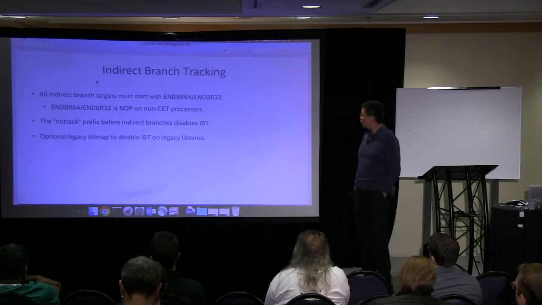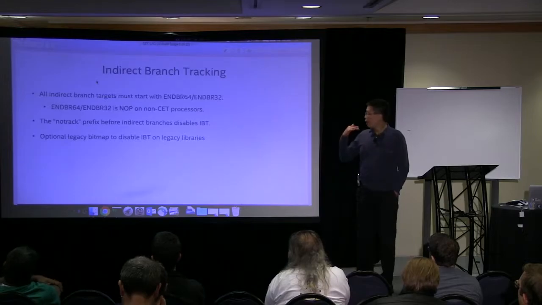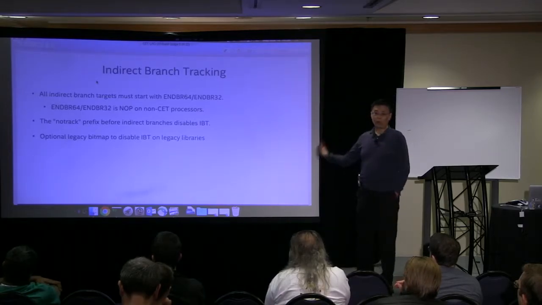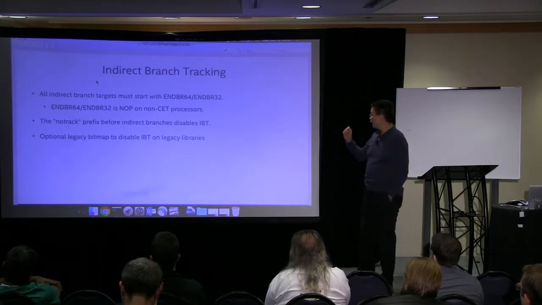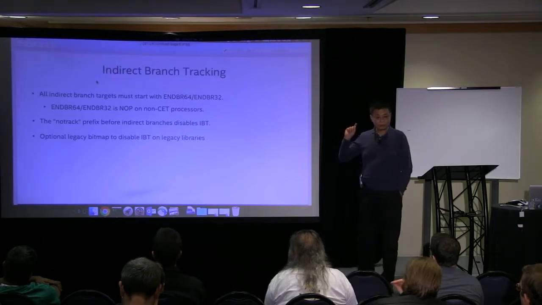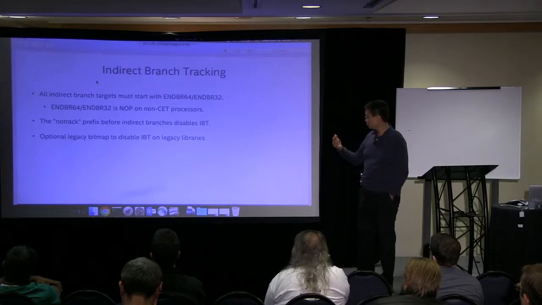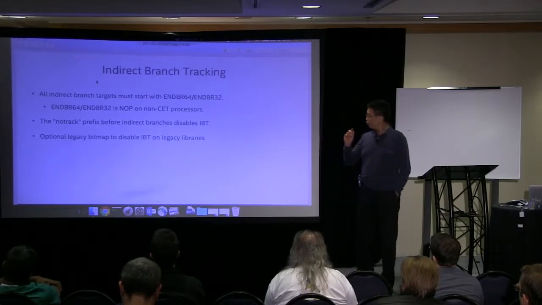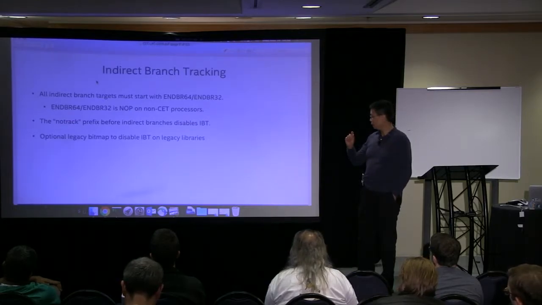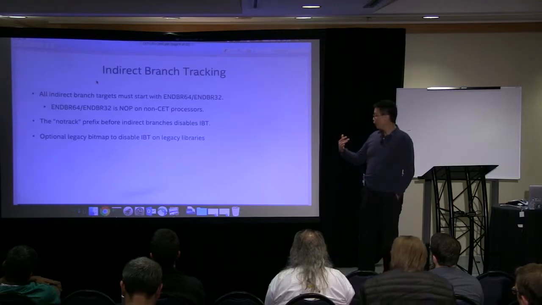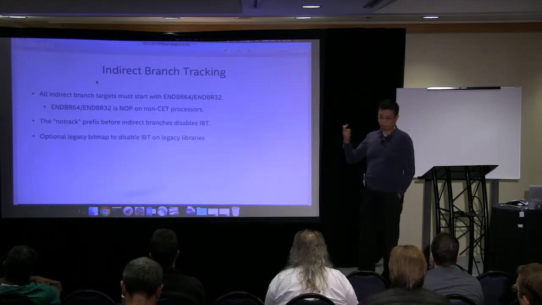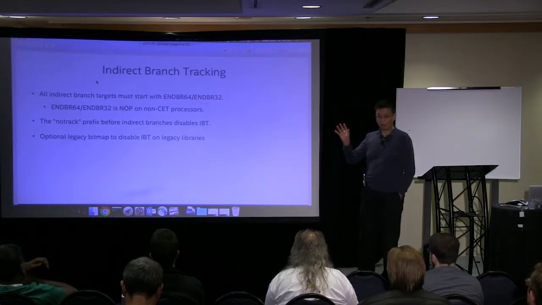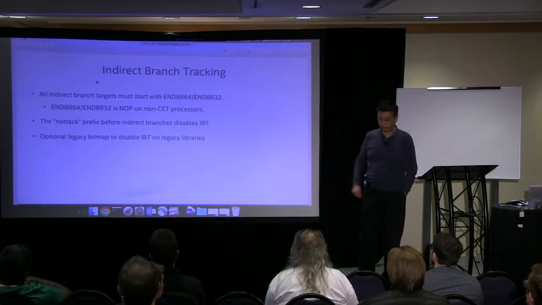Let's talk about indirect branch tracking. CET with indirect branch tracking requires all the indirect branch targets to start with the endbranch instruction. And that instruction is a no-op on the legacy processors. Also, we can have a no-track prefix to disable IBT. Another way we can enable legacy libraries is with a legacy bitmap to disable IBT per page between different ranges. One bit represents one page in the legacy bitmap.